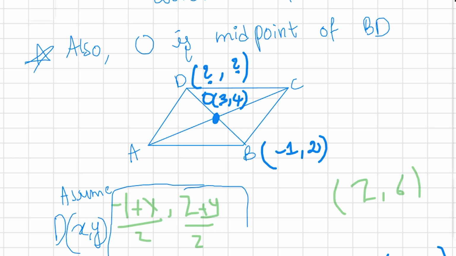What is a rhombus? Rhombus is all sides are equal. In this case, is it mentioned that the sides are equal? No. What is mentioned about the sides? They're parallel. Opposite sides are parallel.